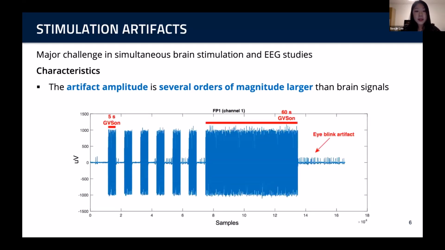So the first reason is that the stimulation artifact amplitude is several orders of magnitude larger compared to the actual brain signals. And here is a real example of EEG recorded during GBS. And as you can see, the eye blink and then the stimulation artifacts are much larger than the neural activity. So imagine trying to recover the EEG recorded during the stimulation. It's going to be really difficult.